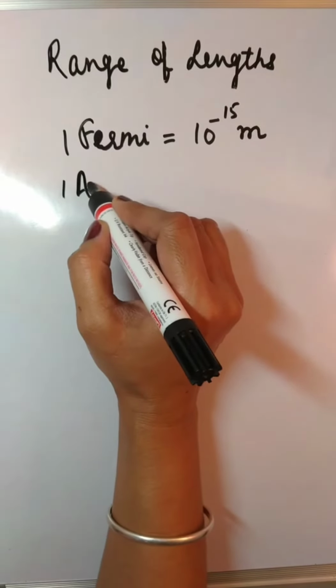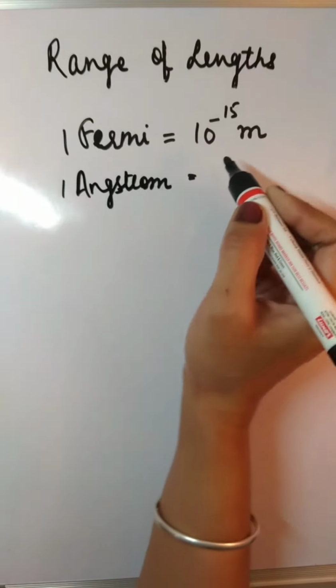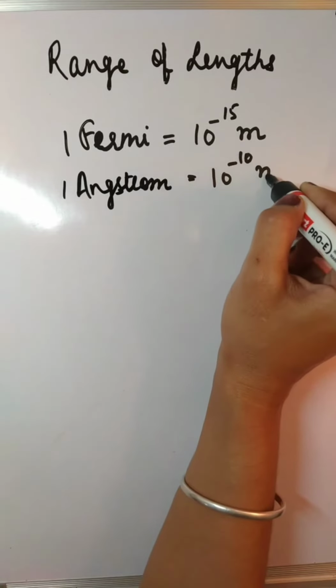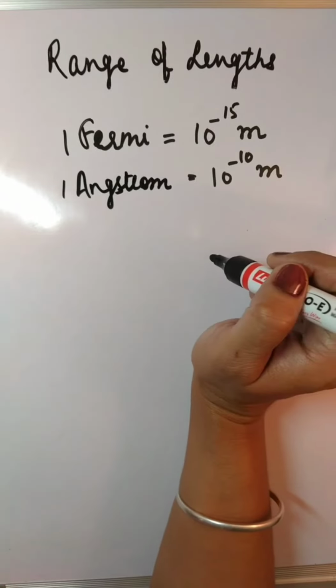Similarly, we have 1 angstrom. When we have a length so small, 10 raised to the power minus 10 meters, instead of saying it 10 raised to the power minus 10 meters, we just simply call it 1 angstrom.